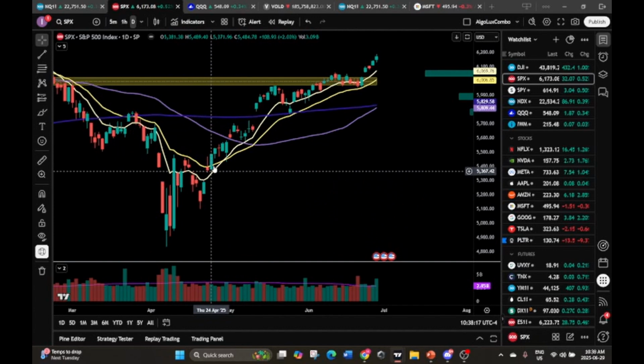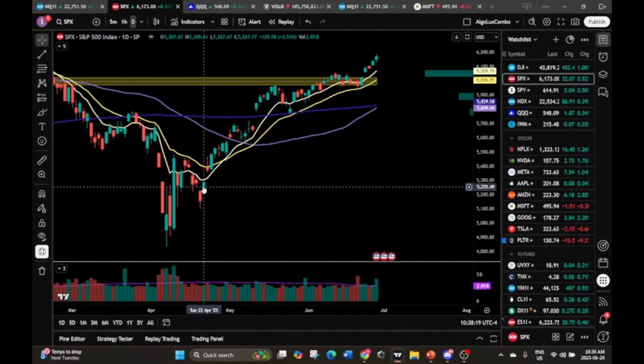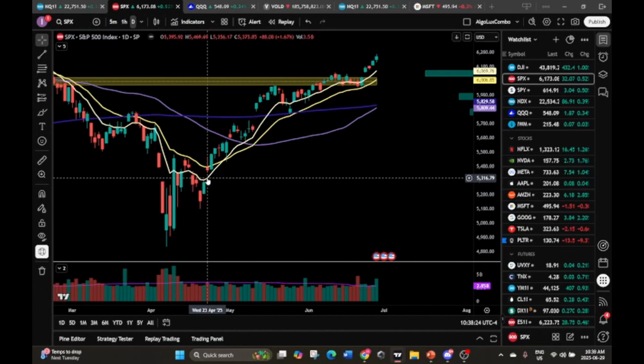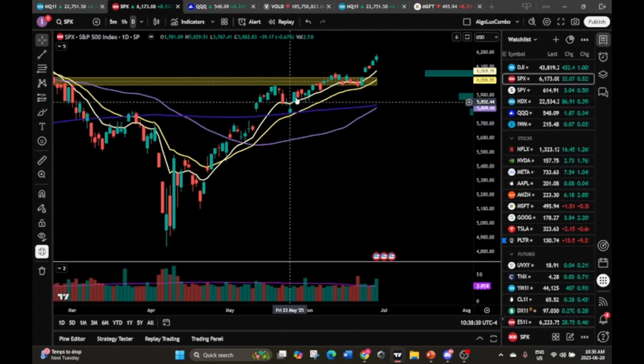So this is a strong example of a gap, where on April 22nd we had markets close at 52.87. And then on April 23rd, we have markets open at 53.95, resulting in a pretty strong gap up there, right? And since then, markets really haven't turned around. We're seeing constant push to the upside, right?